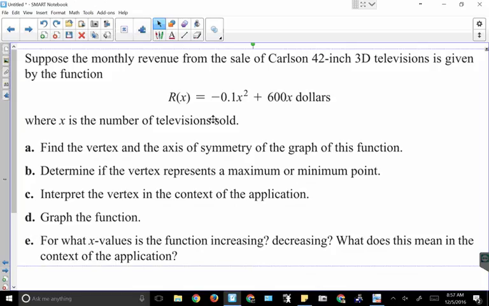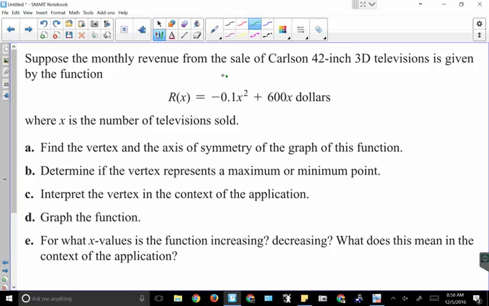Which way does this parabola open? Does it open up, or does it open down? Down, because of that negative in front. So it wants us to find the vertex and the axis of symmetry of the graph of this function. Now, this is our a, this is our b, and do we have a c? No, there's no constant term, so we don't have to worry about that.